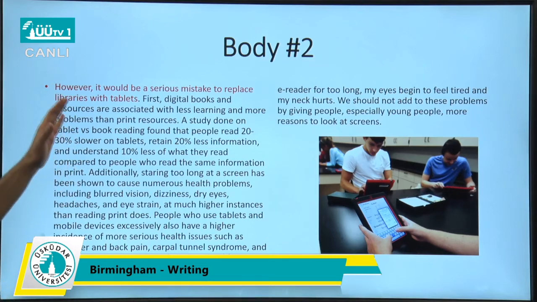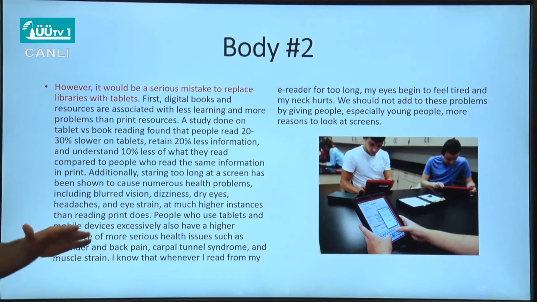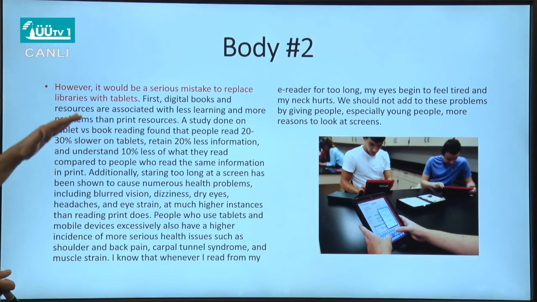The second body paragraph takes a shift, actually, because I'm starting the body paragraph with the word or conjunction, however. However, as you probably know, shows a type of contrast. So it implies a contrast with its preceding paragraph, with its previous paragraph. The previous paragraph discussed the advantages of online learning, but here it's going to refute that idea. So my body paragraphs are a mix of for and against the topic. So, however, it would be a serious mistake to replace libraries with tablets. First, digital books and resources are associated with less learning and more problems than print resources.